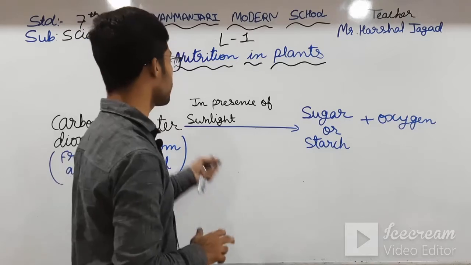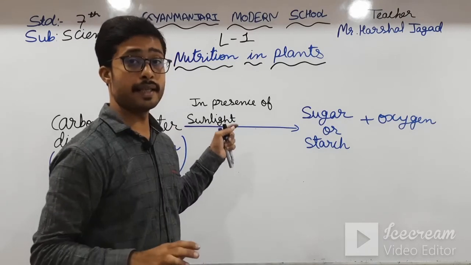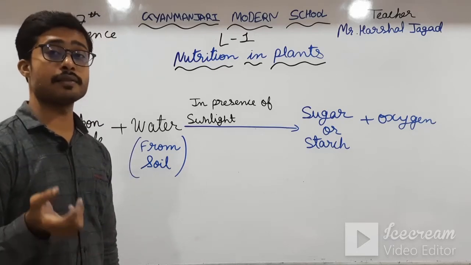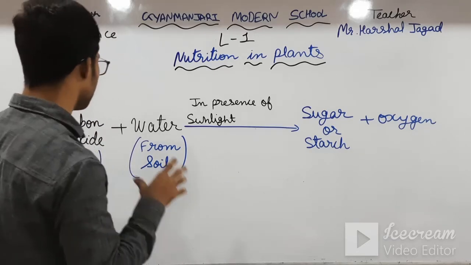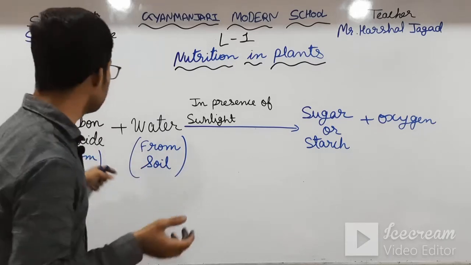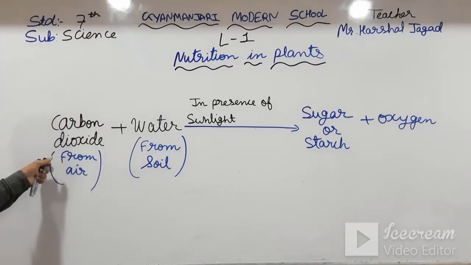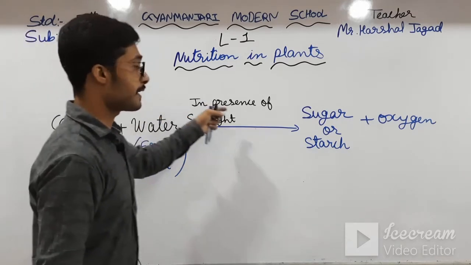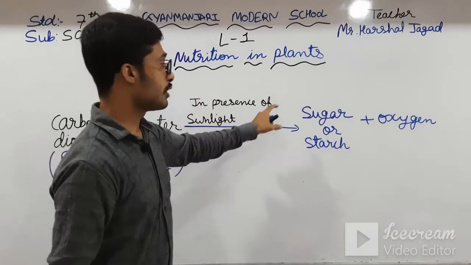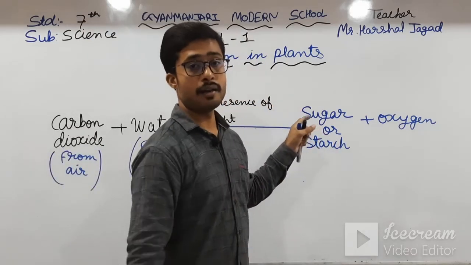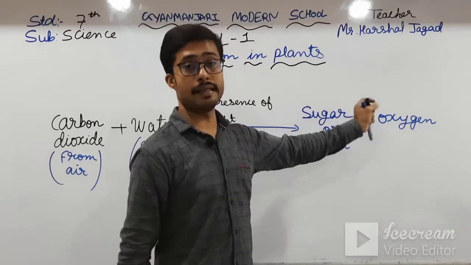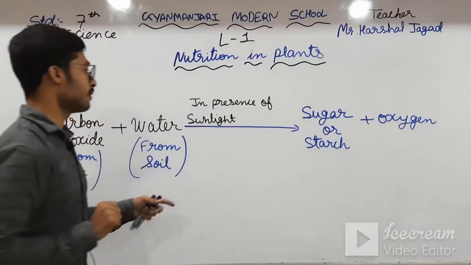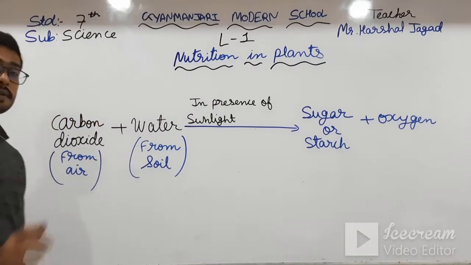So these are the main things in the autotrophic nutrition, which is the photosynthesis process. In the photosynthesis process, carbon dioxide is taken from the air, water is taken from the soil, and in presence of sunlight and chlorophyll sugar and starch are the product, and with it oxygen is released into the atmosphere. Okay students, so this is the photosynthesis process in short.